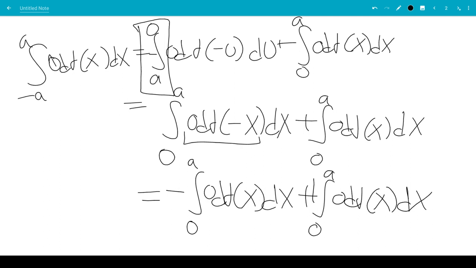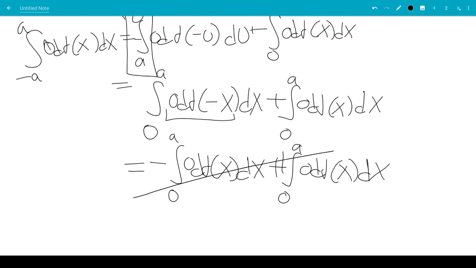You can see this is 1 and this is negative 1, so the integrals cancel each other out, and this is equal to 0. And that's the end of the video.